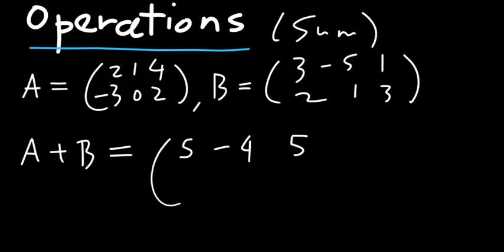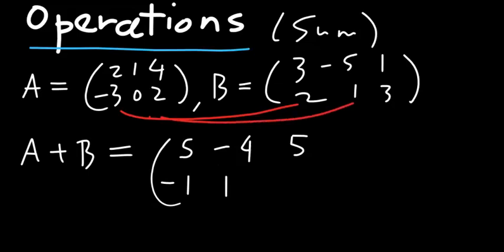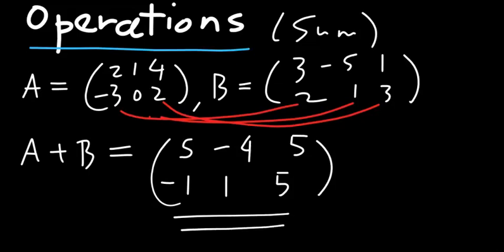You can do the same thing. Minus 3 plus 2, so that's minus 1. 0 plus 1 gives you 1. And finally 2 plus 3, and that's going to be 5. So that is the answer for A plus B.